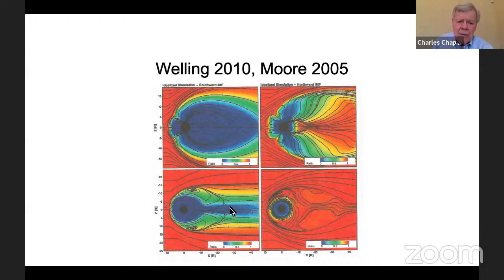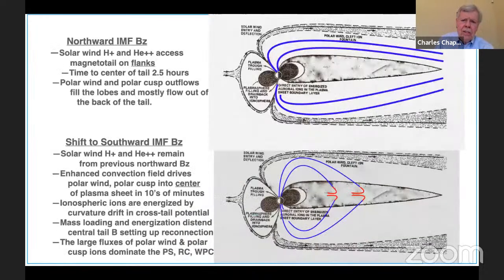Looking down from the top, you see the ionosphere filling the center part of the tail. And then this is northward IMF, in which there is penetration by the solar wind, the red part, into the magnetosphere. Tom Moore also did trajectories that gave similar results to this. Now here's the substorm. Let's think about what happens in a storm. Let's start with a northward BZ.